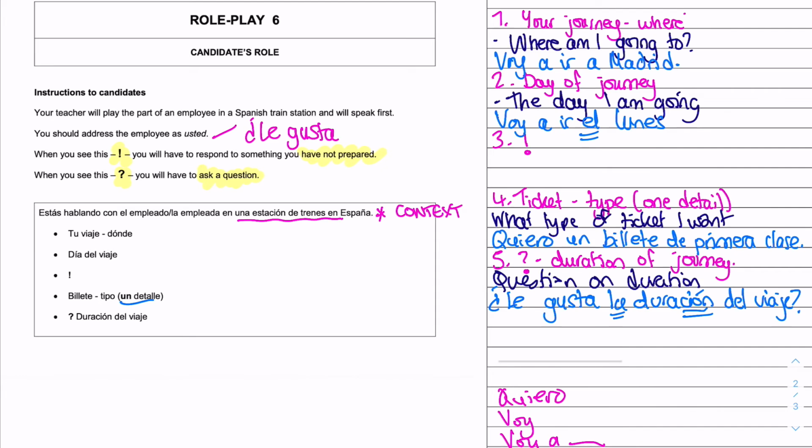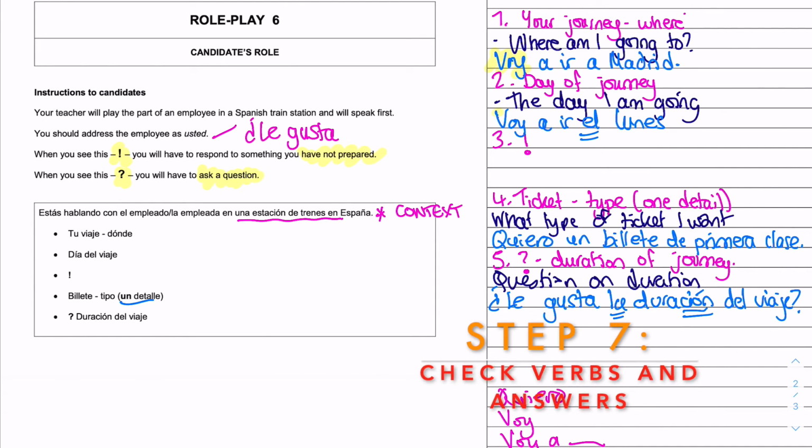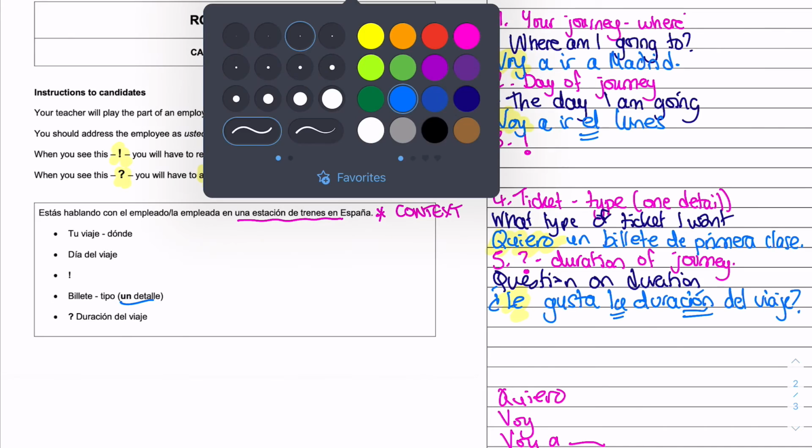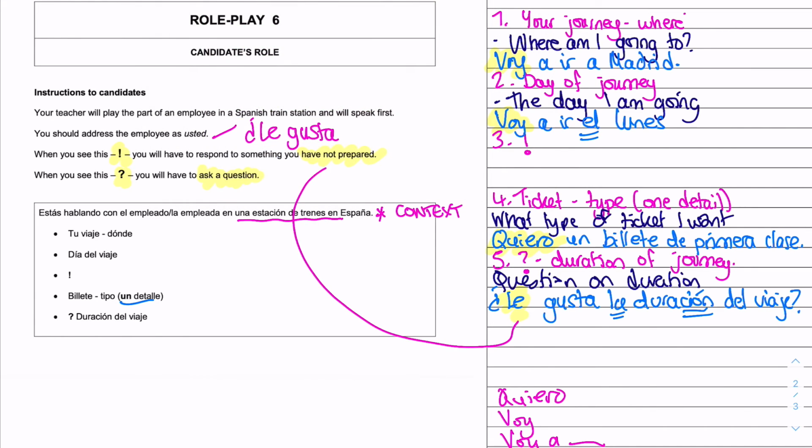Next step, I'm going to check my verbs. Voy, I'm going. Voy, I'm going. I'm happy with that. Quiero, I want. And this le matches with my usted up here, so I'm happy with that. And then I'm going to take that into the exam and read through.